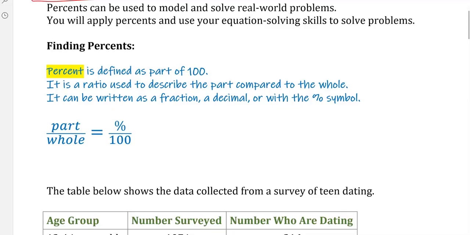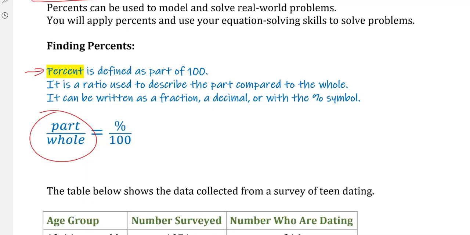So what is a percent? Well, a percent is defined as part of 100. You're going to want to write that down. It is a ratio to describe the part compared to the whole. The part compared to the whole. And it can be written as a fraction, a decimal, or with the percent symbol.